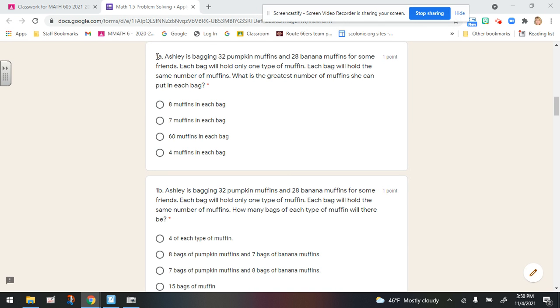We're taking a look at question 1A and 1B, which is the same question, but there's different parts to it. It says Ashley is bagging 32 pumpkin muffins and 28 banana muffins for some friends. Each bag will hold only one type of muffin. Each bag will hold the same number of muffins. What is the greatest number of muffins she can put in each bag? And then the second part of this question is how many bags of each type of muffin will there be?